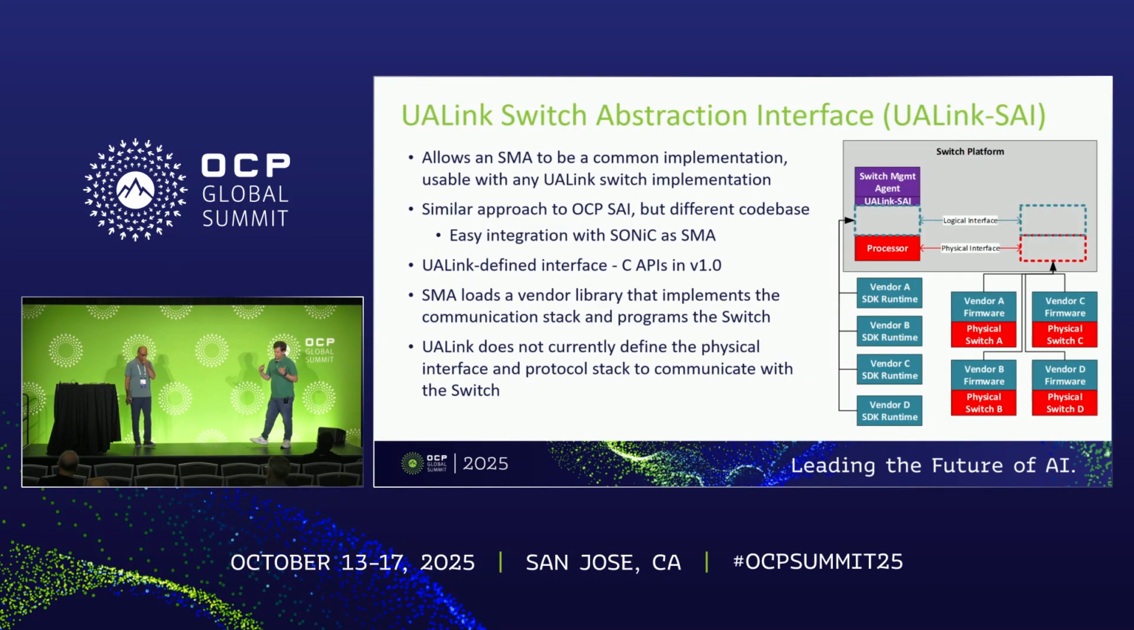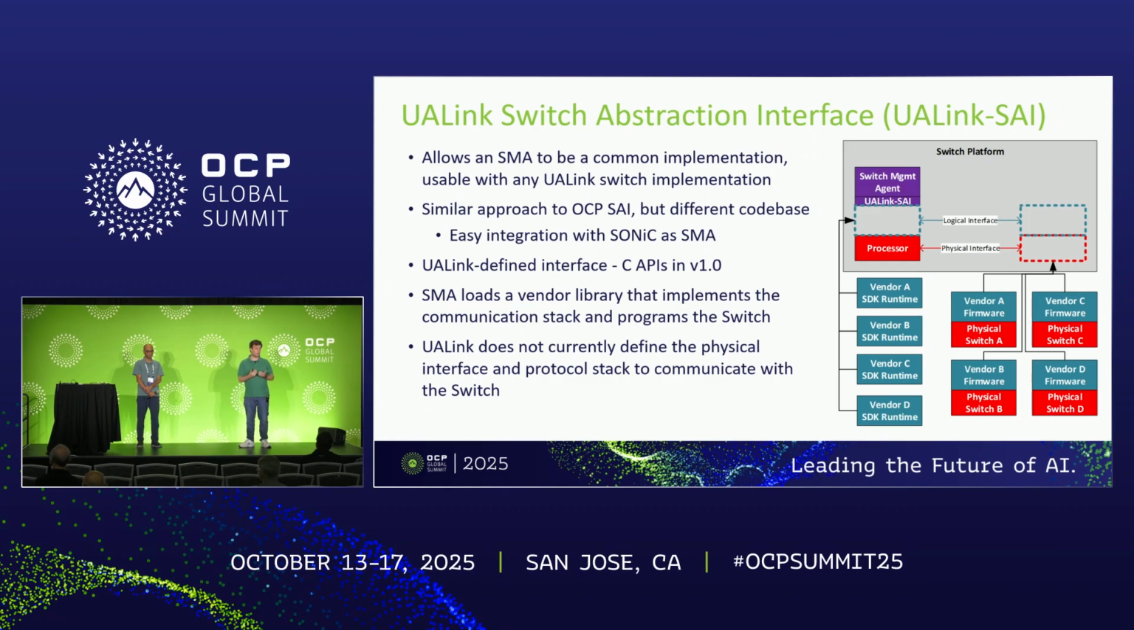So sitting below the switch management agent, the SMA, is the UALink switch abstraction interface. We heard in the UEC talk earlier about their extensions to the OCP switch abstraction interface. When we took a look at this, we realized that a gigantic piece of that OCP switch abstraction interface did not really apply to us because we do not have an Ethernet data link layer and above. And so we have taken the approach of developing our own switch abstraction interface.